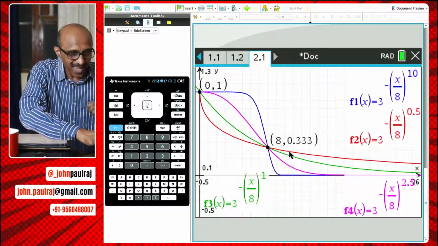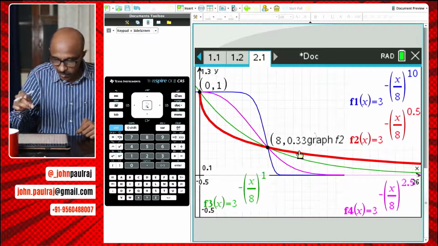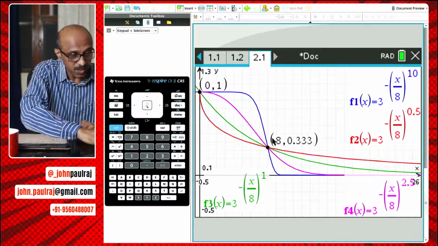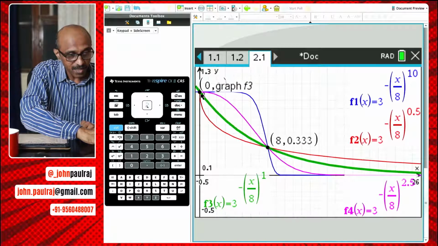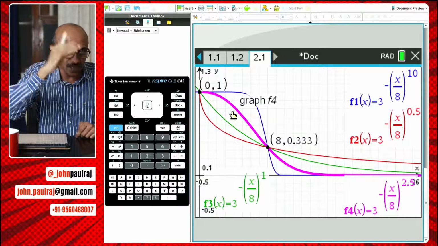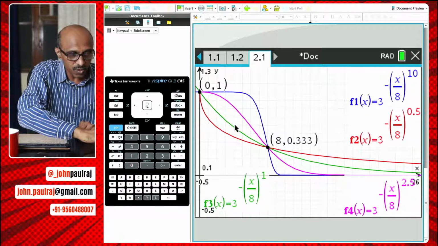So it's 8 and 0.333, which is 1/3, right? We just saw the probability being 1/3 at 8. We already checked that, and this is 0, 1, the y-intercept, exactly at that point. That's why I took a little extra space. So those are the 2 points of intersection.